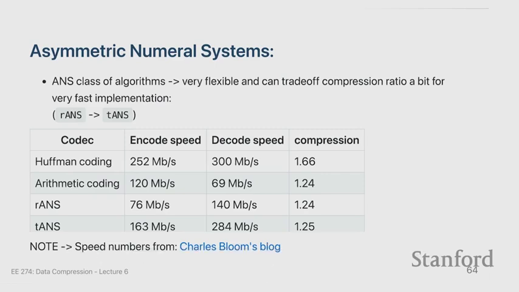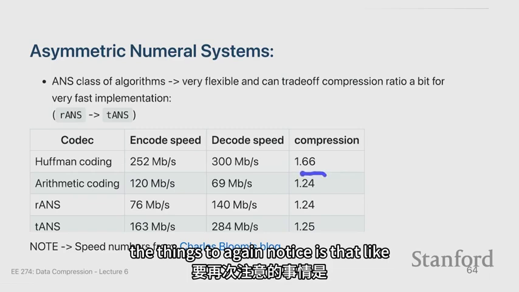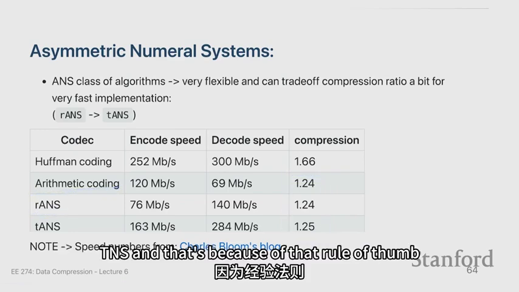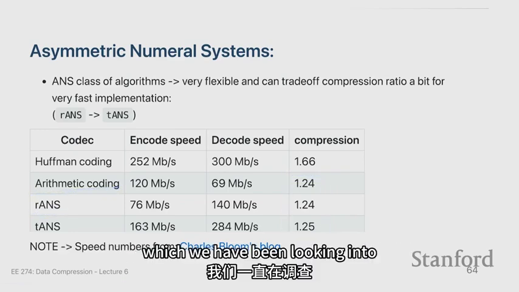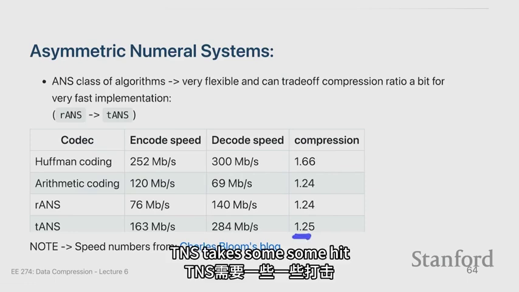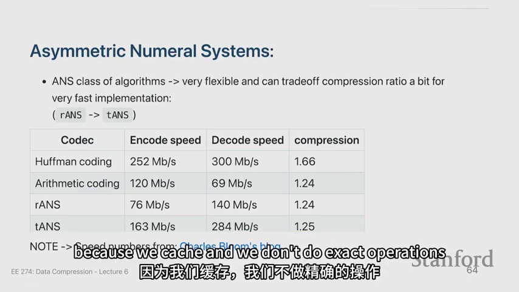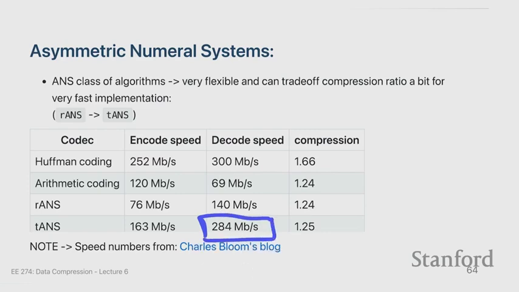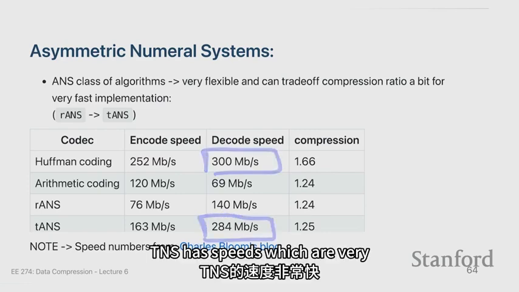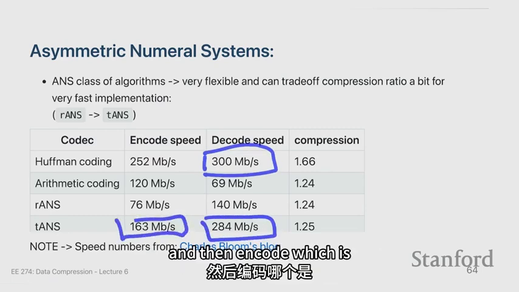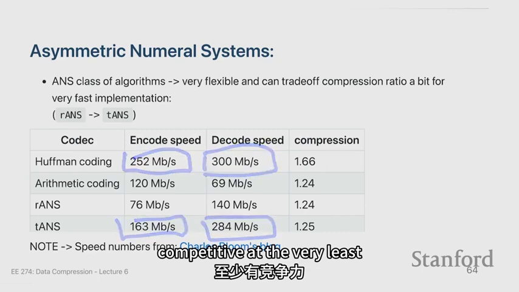The thing to again notice is that the compression performance of RANS is very similar to TANS, and that's because of that rule of thumb, which we have been looking into and which we were able to achieve with RANS. TANS takes some hit because we cache and we don't do exact operations. But on the other hand, if you look at speed, TANS has speeds, at least decode speeds, which are very close to Huffman, and encode which is competitive at the very least.